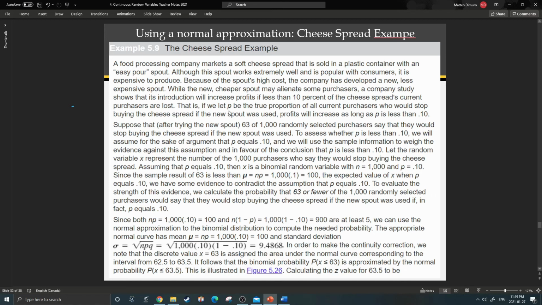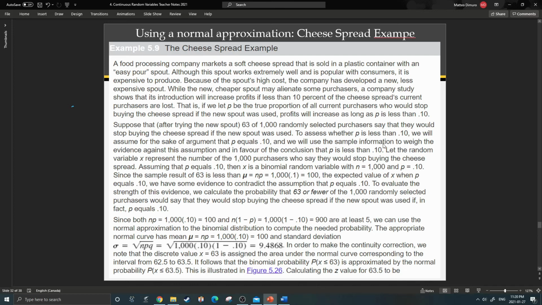That is, if we let p be the true proportion of all current purchasers who would stop buying the cheese spread if the new spout is used, profits will increase as long as p is less than 0.1. Suppose that after trying the new spout, so now they're doing an experiment, 63 out of 1,000 randomly selected purchasers say they would stop buying the cheese spread if the new spout was used. To assess whether p is less than 10%, we will assume for the sake of argument that p equals 0.10, and we will use the sample information to weigh the evidence against this assumption and in favor of the conclusion that p is less than 0.1.